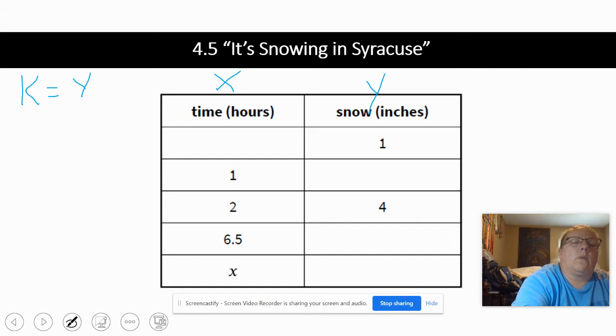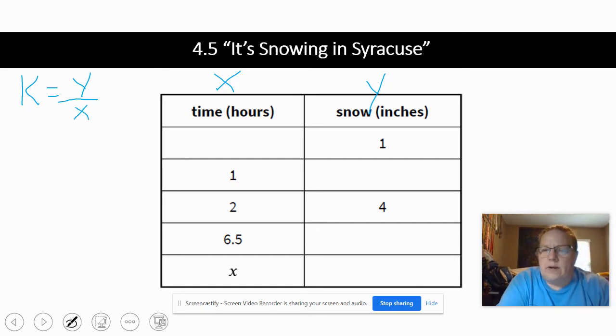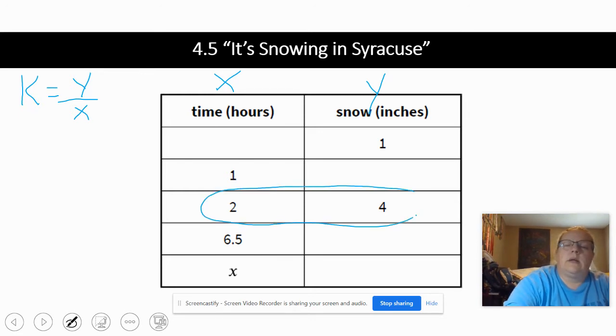And so our ratio looks like this. And this allows us to find our constant, what we need to ensure that we can go from X to Y or Y to X every time. And so we notice that there is this one set of values where both are already determined for us. So let's go ahead and determine what our K is with these set of values.